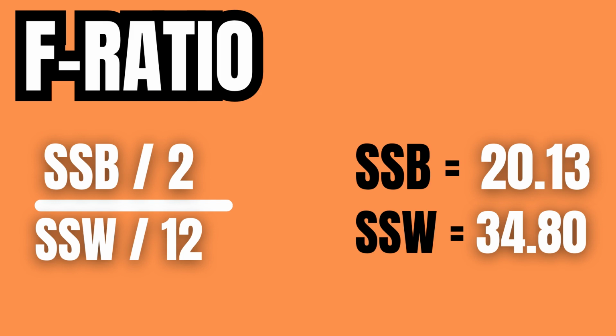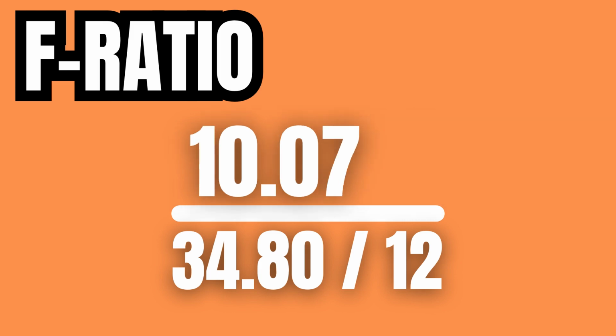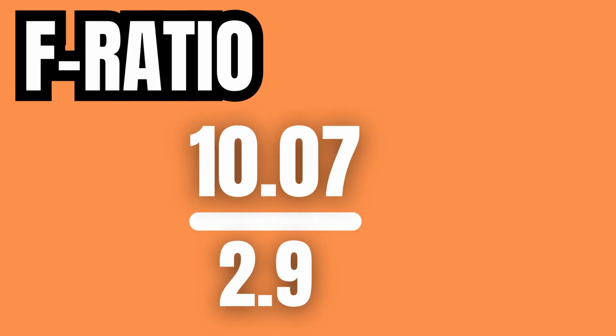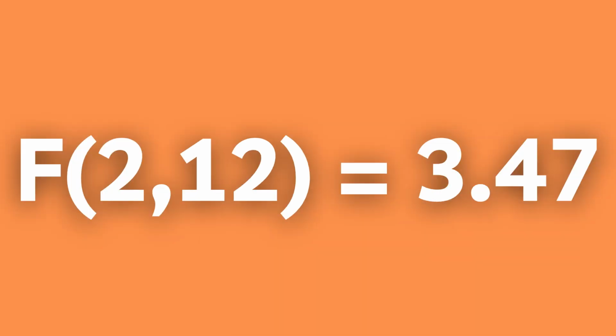Step 3. Now the F ratio is simply the ratio between these two numbers, so 10.07 divided by 2.9 equals 3.47. This is written as F(2, 12) = 3.47.